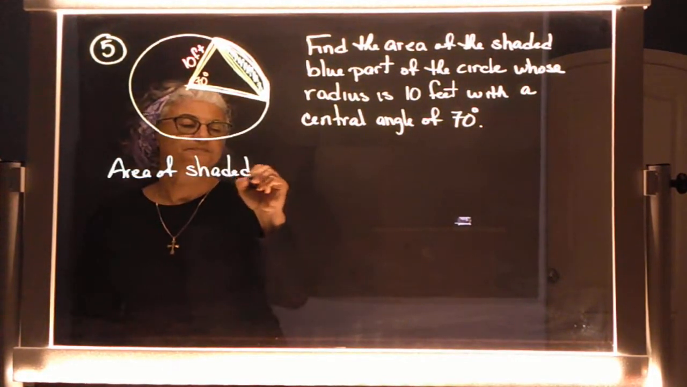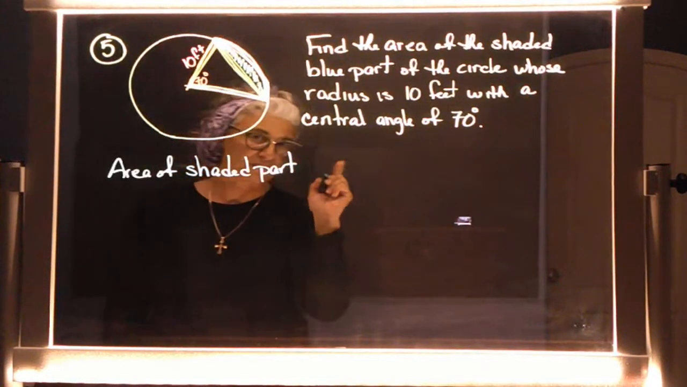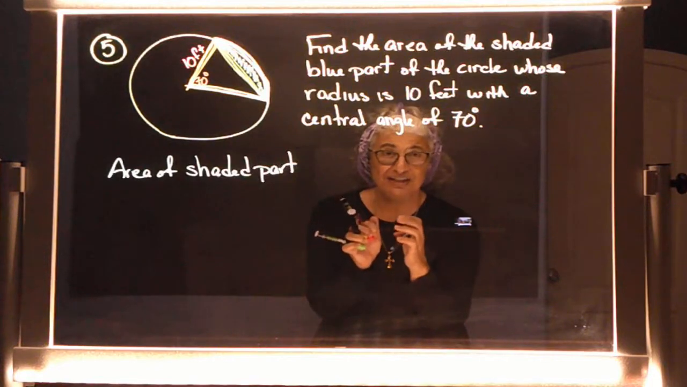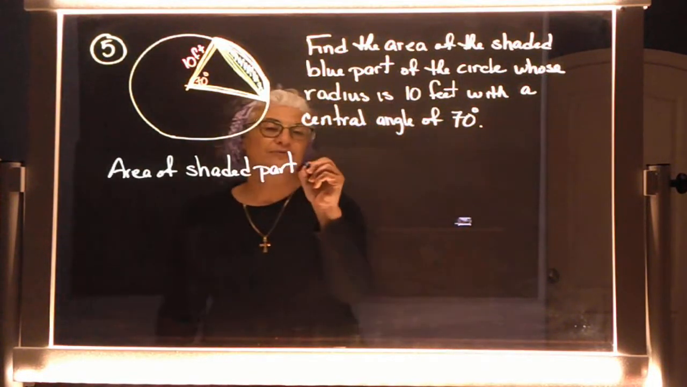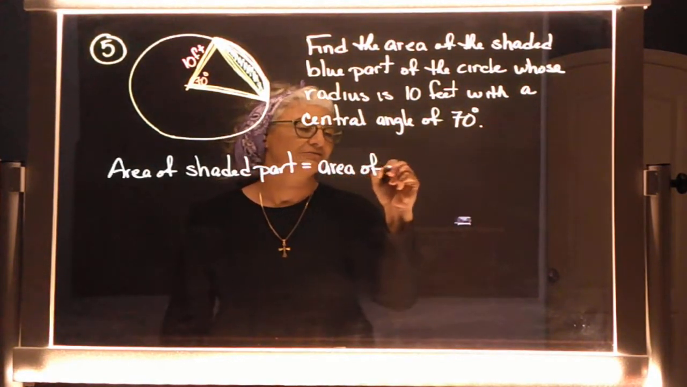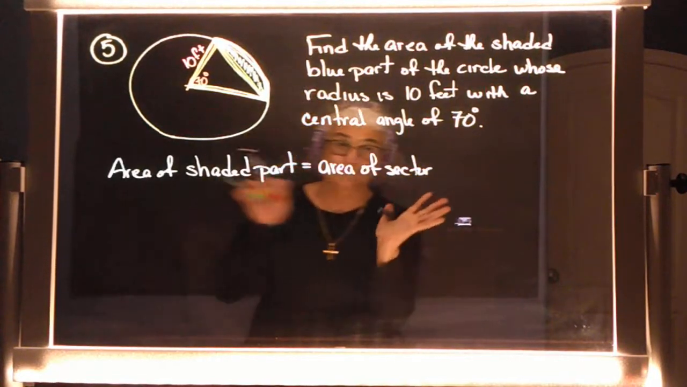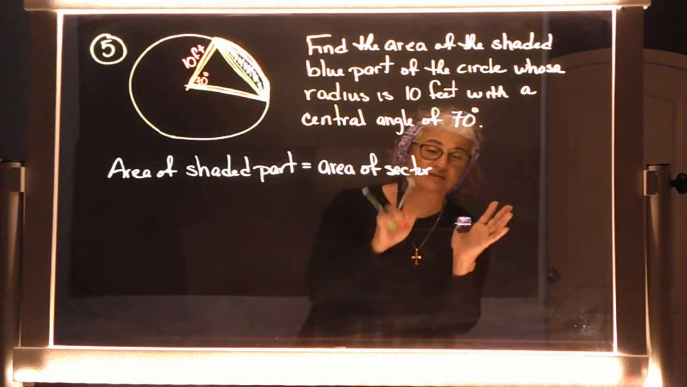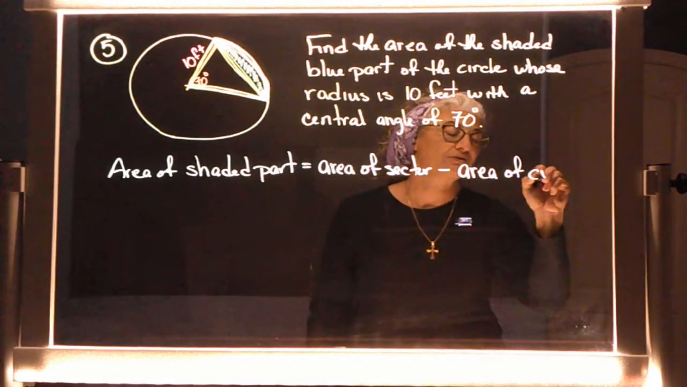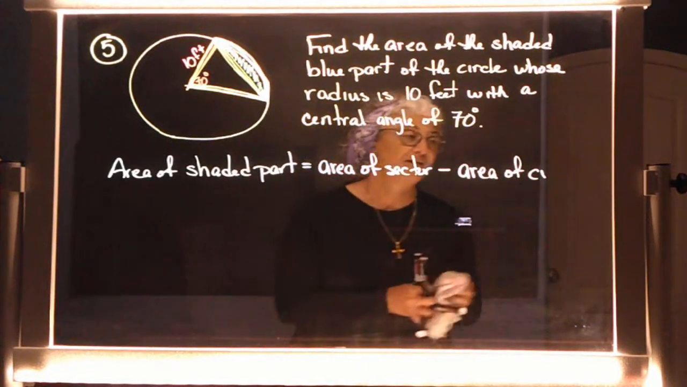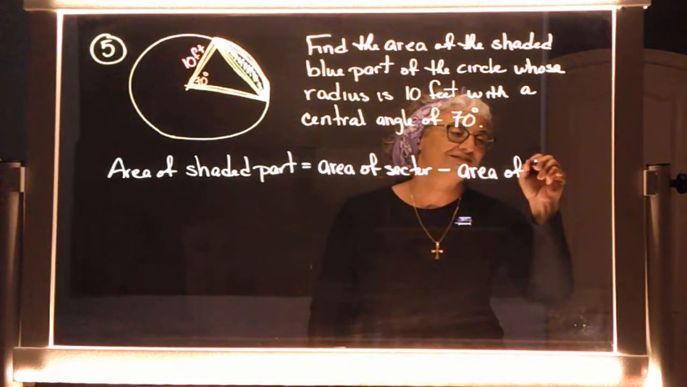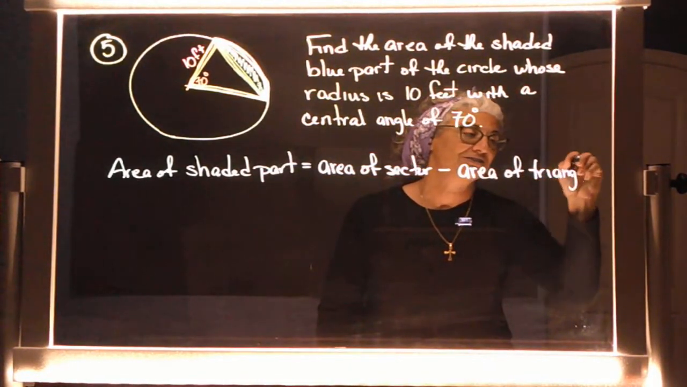Think about it. They've given us the sector of a circle, and within that sector is a triangle. So what do you think you're going to do to find the shaded part? I think I heard some of you say it. You're saying if you could find the area of the sector, because that's the big piece, right? That's that whole piece. And you subtract from it the area of the, not the circle, but the area of the triangle inside that sector, right?